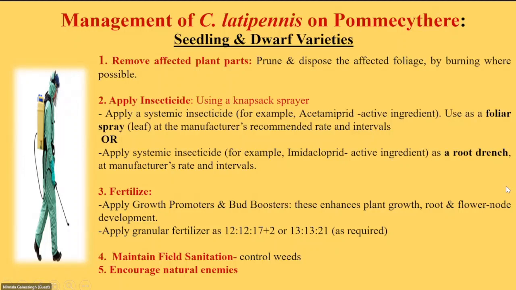For those who don't know what a systemic insecticide is, a systemic insecticide is an insecticide that plants can absorb from the soil via roots as a root drench or through the leaves as a foliar spray, and it is then spread throughout the entire plant, reaching stems, leaves, flowers, and fruits. Remember to always wear protective gear when applying insecticides.